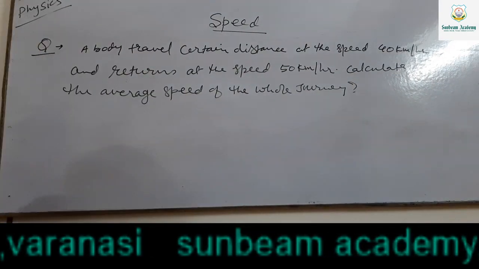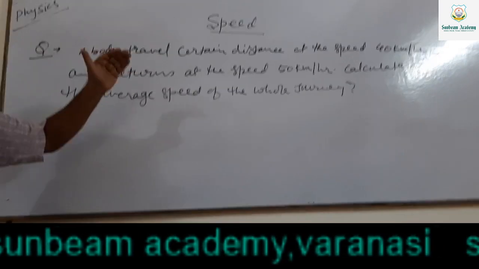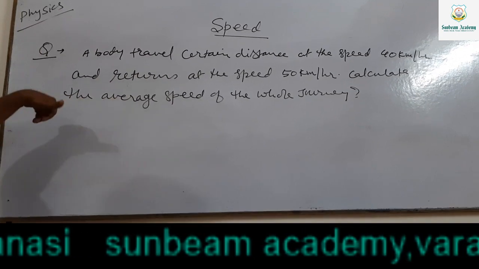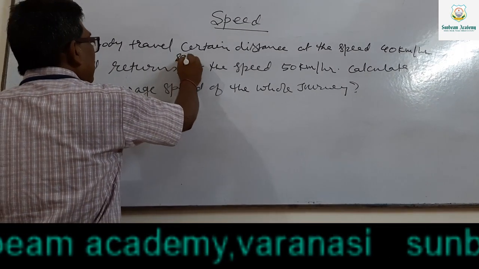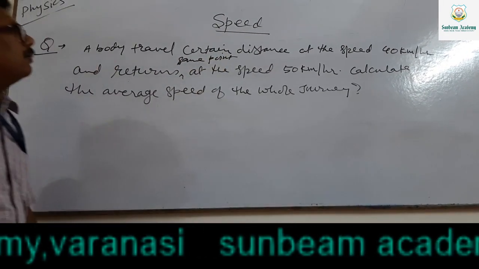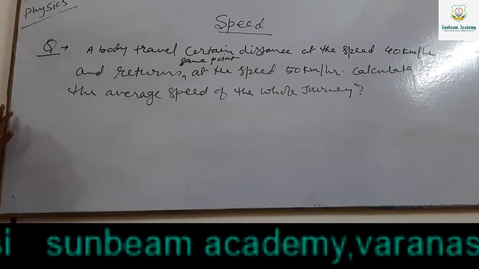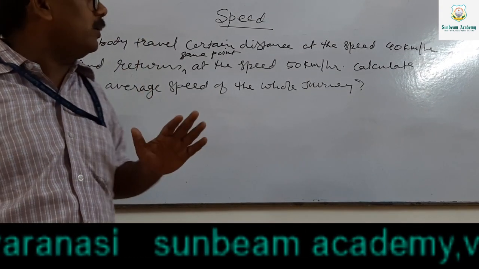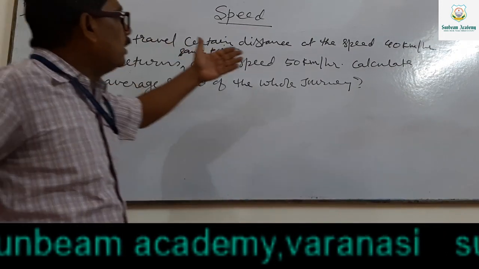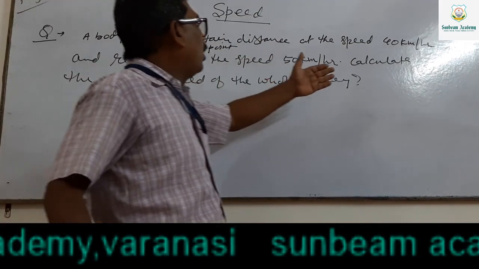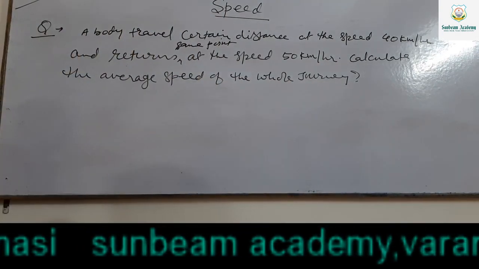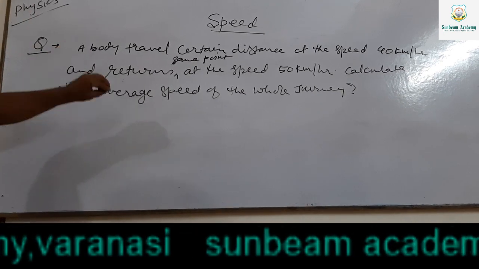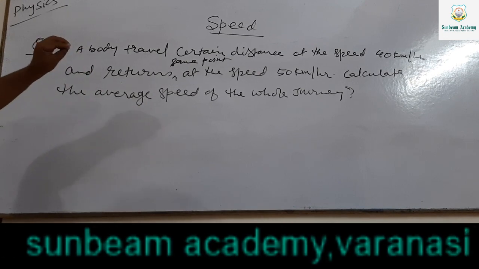Now see here, the body travels certain distance at a speed of 40 km per hour and returns at the speed of 50 km per hour. Returns means return to the same point. Calculate the average speed of the whole journey. Now, as per formula, you know that average speed is total distance traveled by total time. But here, no total distance is given, no total time is given. Then, how you will able to calculate the average speed of the journey? Yes, in this question only, the distance is also given and time is also given. How it is given? Let us see.